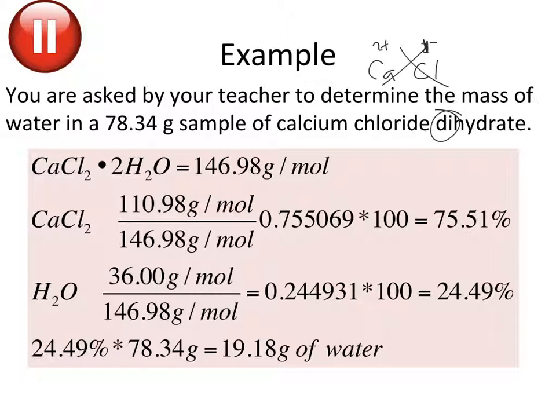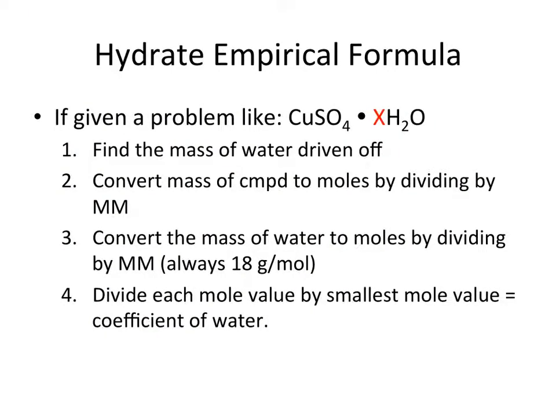So if we figure out the total mass of the formula, it's 146.98. We found out the mass of calcium chloride is 110.98, and water, 2 times 18, will be 36, divided by the total mass and multiplied by 100, and you get percentages that also add up to 100%. So here, 24.49% of the total mass is made up of water. We multiply that by our sample size, and we get 19.18 grams of water. So that's percent composition of hydrate formulas.